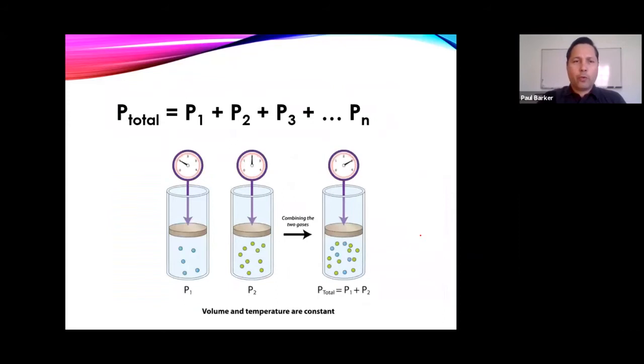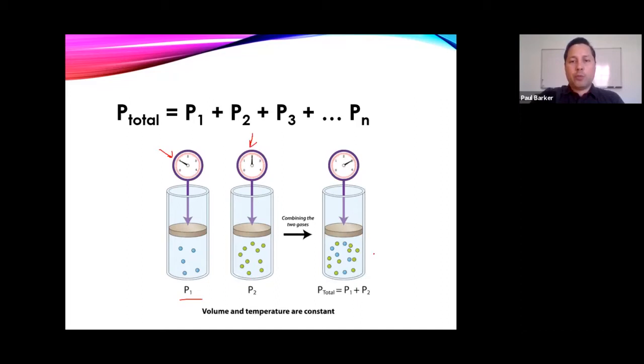Here's the formula for Dalton's Law. To get the total pressure, you just add up the partial pressure of each of the gases held in the container. For the picture right here, you have this first gas, the partial pressure of the first gas, which is just 1, and then the partial pressure of the second gas, which is 2.